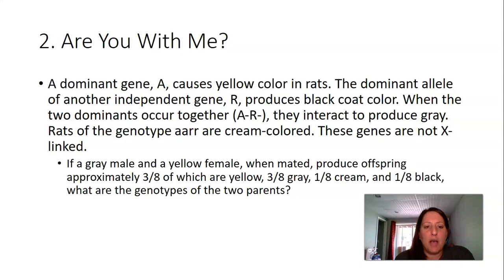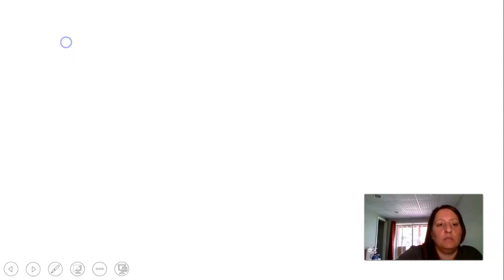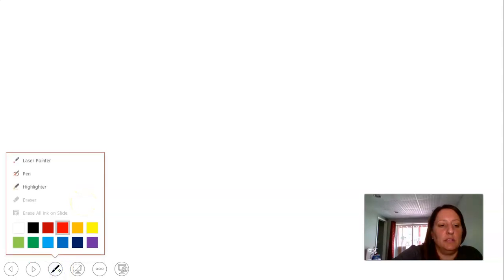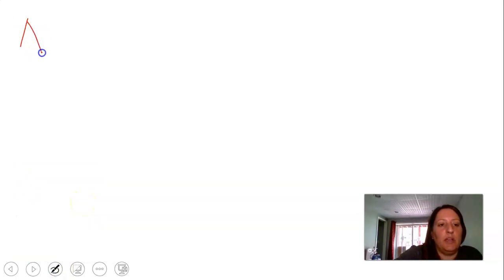Okay, so it says a dominant gene A causes yellow color in rats. So I would start off and write on my sheet of paper, rats. That's the organism that I'm studying. And I know that big A equals yellow. That's what we know so far.